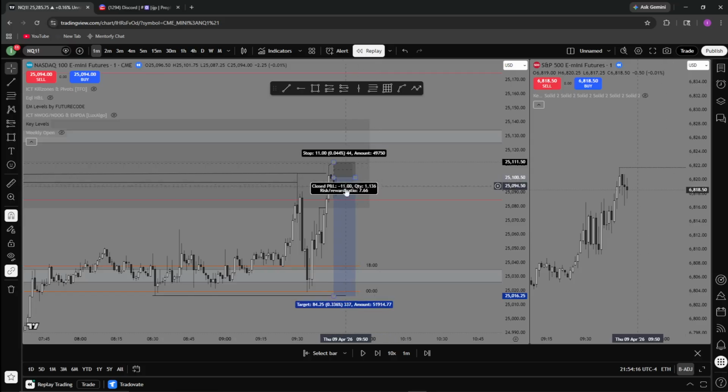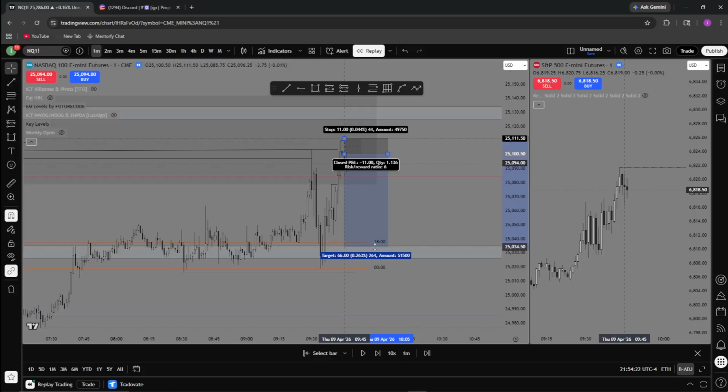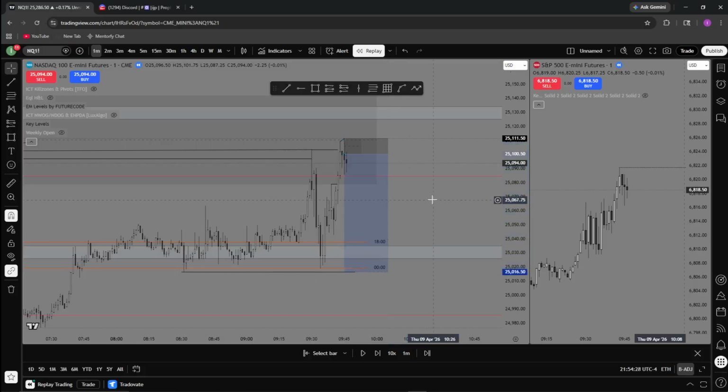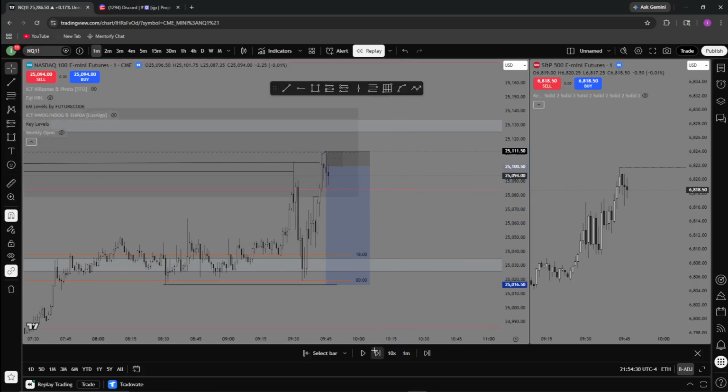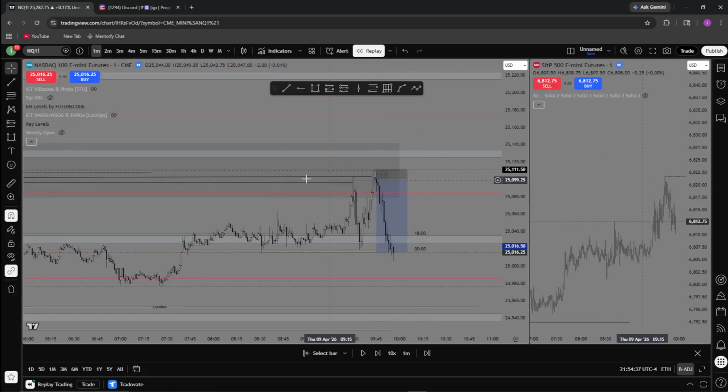I should have taken it with half risk, and targeted maybe either here, low hanging fruit, or these lows. I think they were a good target as well. Yeah, so I should have taken this, but I didn't. And obviously it runs straight to take profit. But yeah, something to learn from.